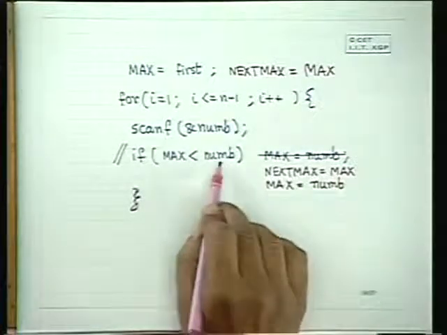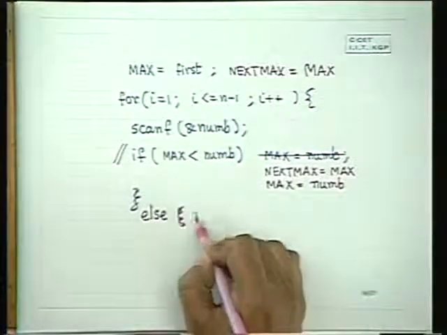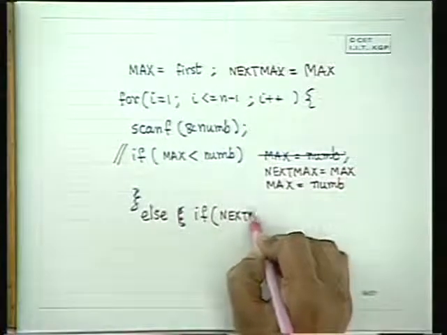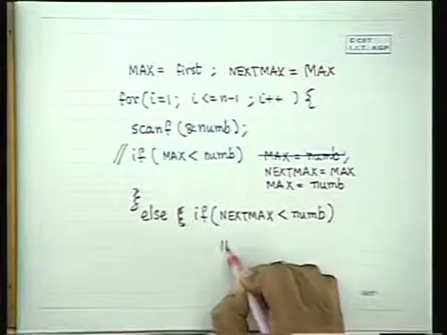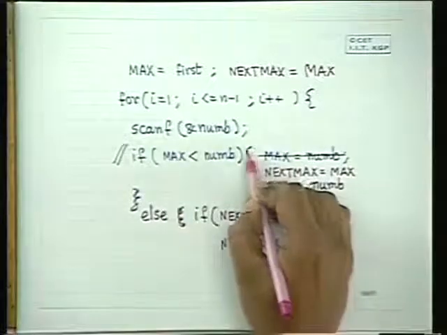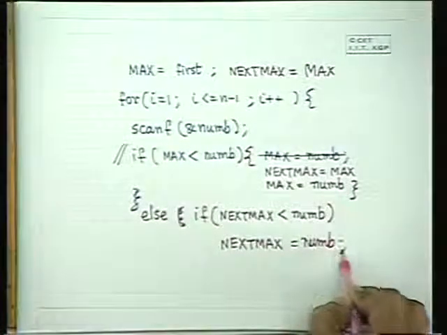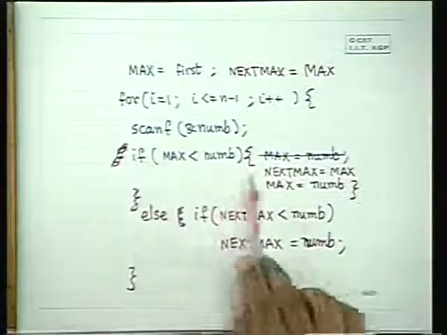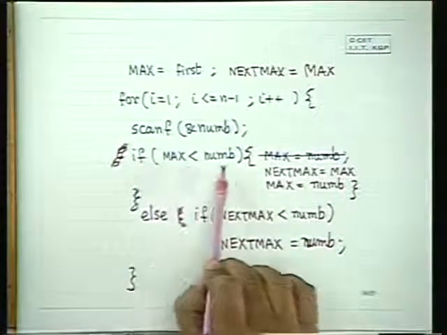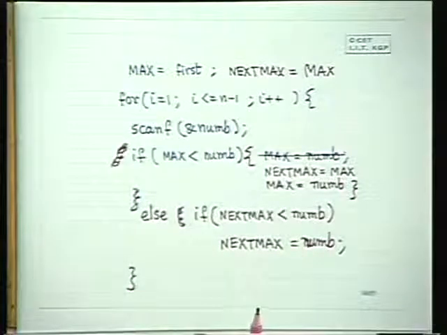If this is not the case, then this number may still be greater than the second maximum. So you write an else, and then you write the if: next max, and the else is essential, is less than num, then you just assign next max to num, because max remains unchanged. These two brackets go in together. Please be careful about uppercase and lowercase; they are different in the C language. So this is how you would modify the program: if max is less than num, next max is equal to max, max equal to num. Else, if next max is less than num, then next max is equal to num.